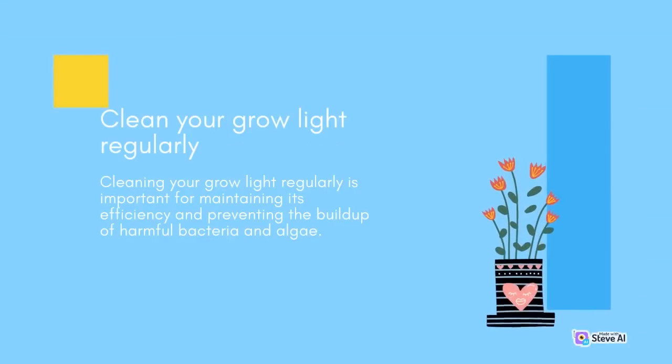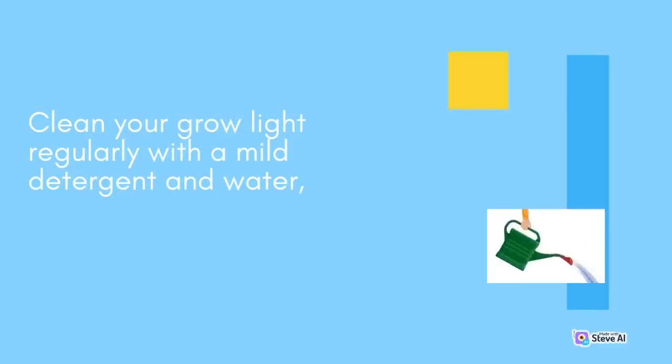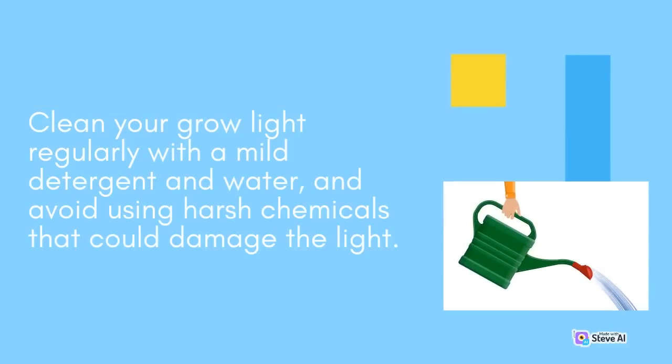Clean your grow light regularly. Cleaning your grow light regularly is important for maintaining its efficiency and preventing the buildup of harmful bacteria and algae. Clean your grow light regularly with a mild detergent and water, and avoid using harsh chemicals that could damage the light.